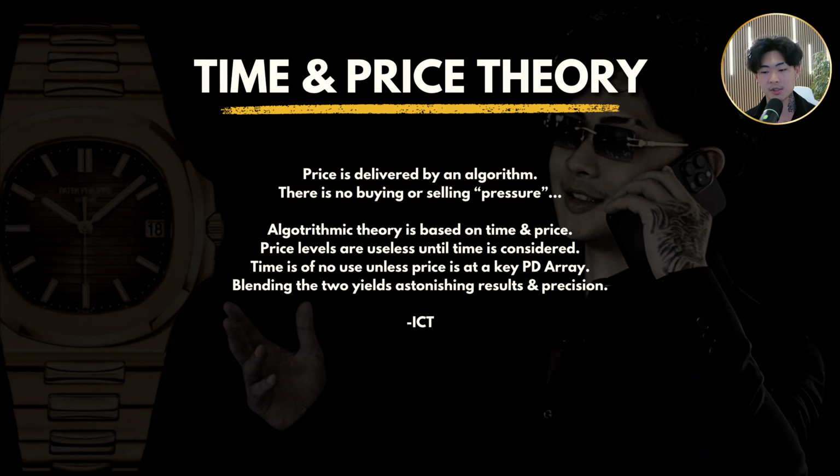Well, price is delivered by an algorithm. My Discord is named Algo Ninjas for a reason, because we get in these markets, we get in the algorithm, and we go in for the kill and we get out. We're like assassins, silent assassins of the algorithm, but price is delivered by an algorithm. There is no buying or selling pressure. There is no "this is buy resistance or sell resistance." It is delivered by an algorithm, and algorithmic theory is based on time and price.